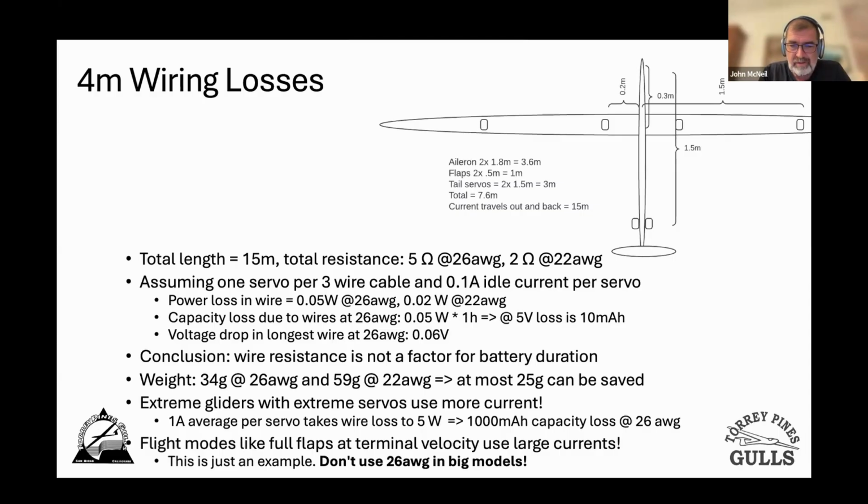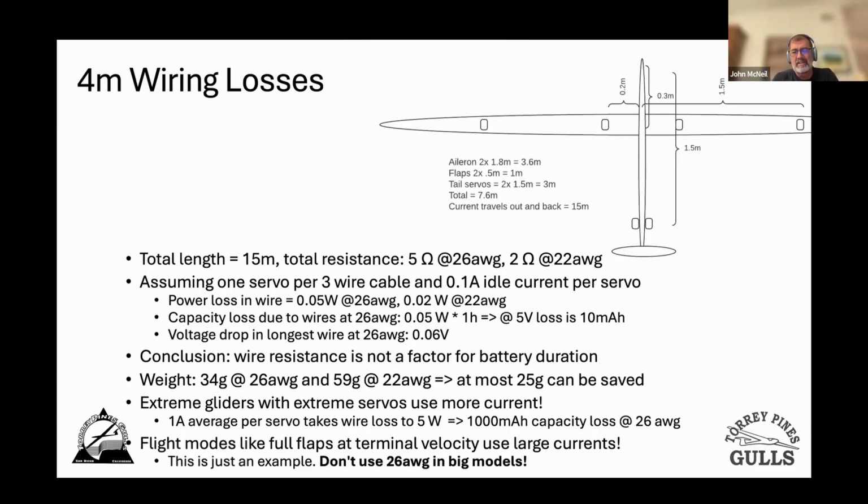Now, I didn't do the math here, but I think I've shown you enough that you could: if you had a stalled super high power flat servo that was pulling 3 amps, your voltage drop could be a lot more interesting. It could be enough to actually make the little brain in your digital servo lose its marbles. But for the purpose of thinking about battery duration, wire resistance isn't a factor. You could do 26 gauge, no problem. You'd save 25 grams. So not nothing.